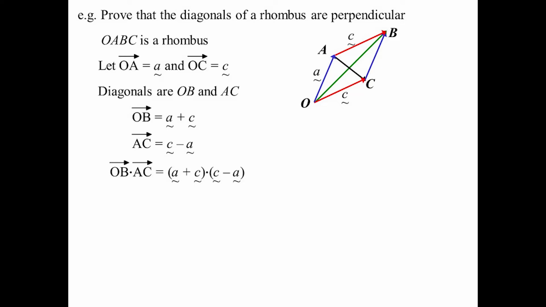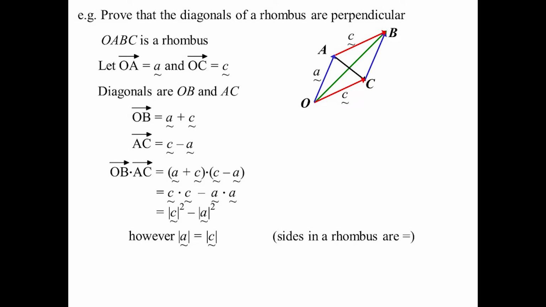So OB dot AC. Well, OB we said was the sum, and AC was the difference. And so we've got that difference of two squares. So that would be C dot C minus A dot A. But remember, C dot C is the magnitude of C squared, and A dot A is the magnitude of A squared. But recall, this is a rhombus. So the magnitude of C and the magnitude of A are equal. And so therefore, our dot product's equal to 0. And so therefore, we know OB must be perpendicular to AC. Okay, so that was our first one.